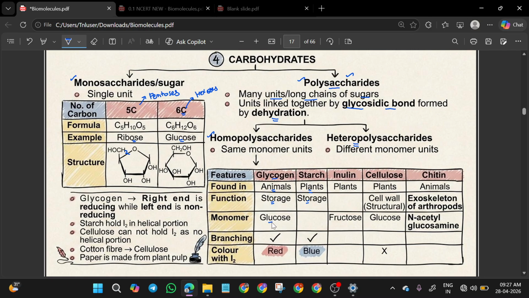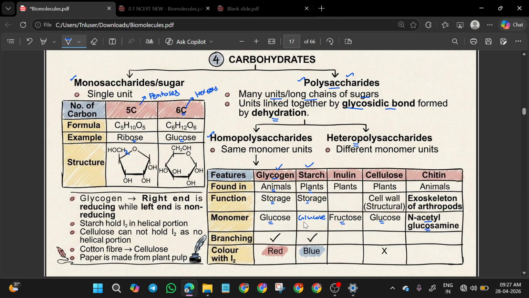So these are the monomeric units. Starch is also glucose only. Glucose is the monomeric unit. In inulin, fructose is the monomeric unit. In cellulose, obviously, glucose is the monomeric unit. N-acetyl glucosamine is the monomeric unit in chitin. So these two will mainly show branching.